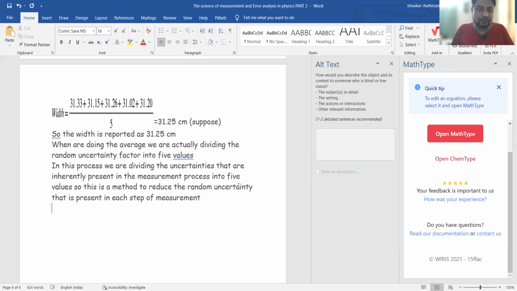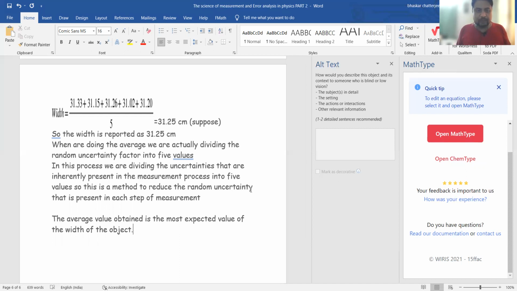So taking the average is a method to reduce the uncertainty. You cannot totally omit the random uncertainties, they will be present. It is a method to reduce the uncertainty. The average value obtained is the most expected value of the width of the object.